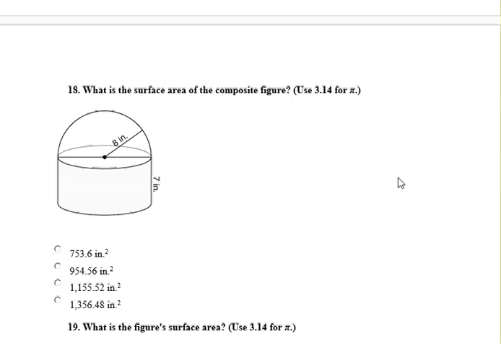Alright. So surface area, so we have this cylinder, and we got a bottom, but we don't have a top. So we just have the bottom, and that's pi r squared. Pi r squared. And we have the side, which is the circumference times the height. Circumference is 2 pi r, times the height.